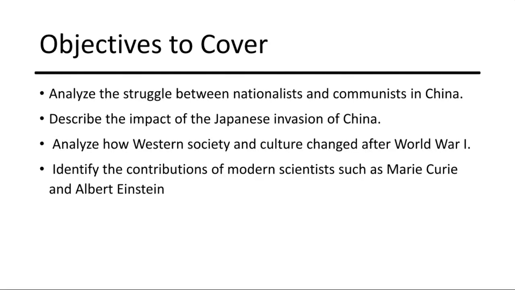So we begin by looking at the struggle between nationalists and communists in China, which was a defining feature of the country's modern history. It began in the early 20th century with the collapse of the Qing dynasty and the emergence of various political factions vying for control. The Chinese Nationalist Party and the Chinese Communist Party, led famously by Mao Zedong, emerged as the two primary contenders. The Nationalists aimed to establish a modern centralized government, while Communists sought to implement a Marxist revolution to create a classless society.